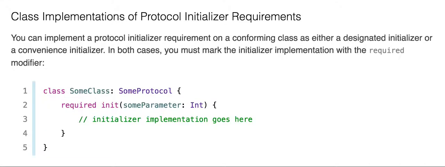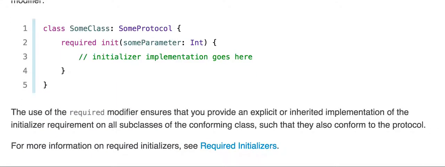Here's the class implementing SomeProtocol: required init(someParameter: Int), and then the initializer implementation goes in there. You must mark the initializer implementation with the required modifier. The use of the required modifier ensures that you provide an explicit or inherited implementation of the initializer requirement on all subclasses of the conforming class, such that they also conform to the protocol. For more information on required initializers, see required initializers.